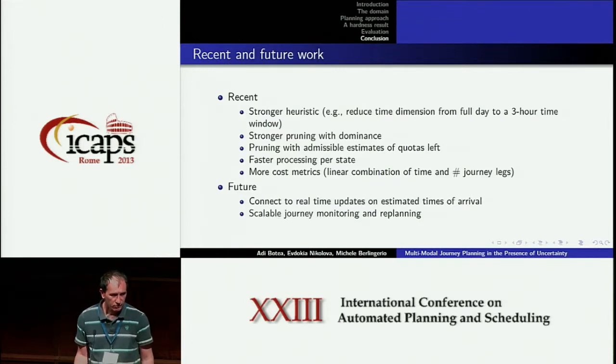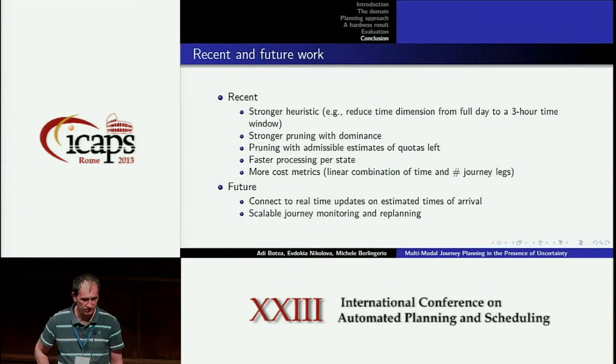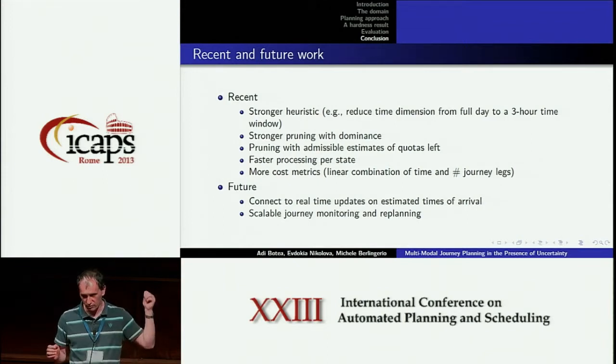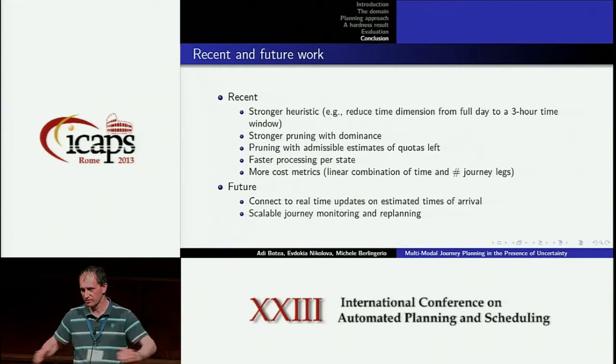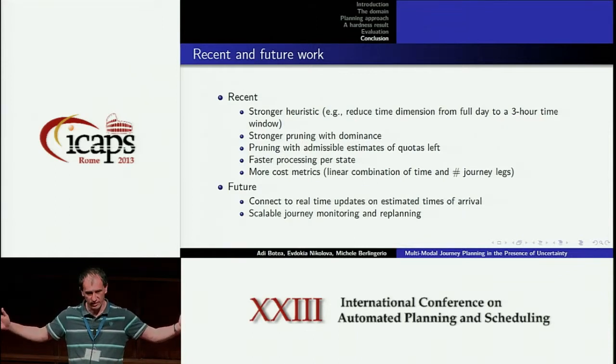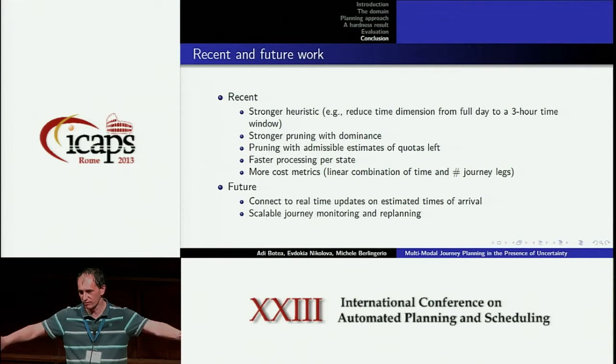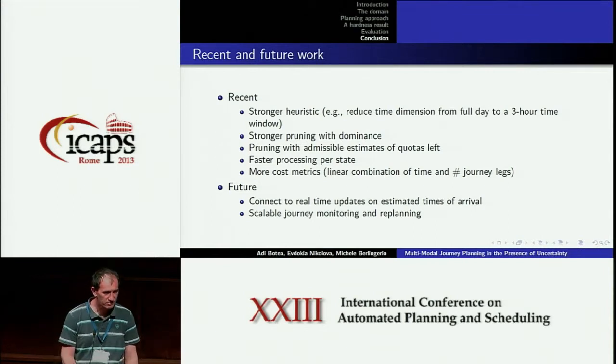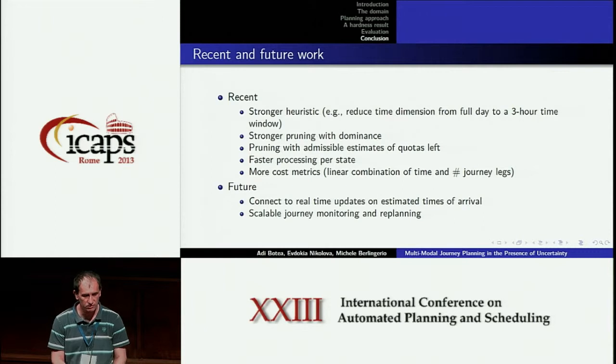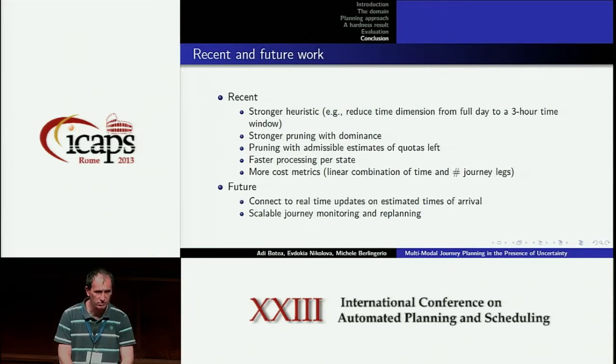What we did, we improved the heuristic, and the idea was very simple. The computation I mentioned earlier takes the full timetable for the full day. But if we restrict that to a relevant time window, we end up with more accurate estimations because we ignore things outside the window, which is irrelevant anyways. Stronger pruning with dominance, we managed to extend that definition of dominance, and we got better results now. We also have an additional type of pruning, which uses admissible estimates of the quotas left.